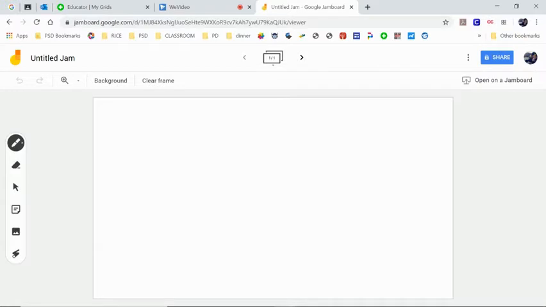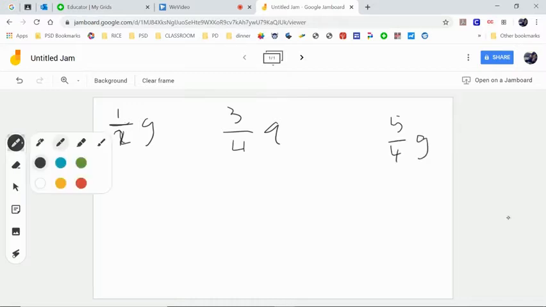All right. So, we have Christian has the following containers of gasoline left over. 1/2 gallon, 3/4 of a gallon, and 5/4 of a gallon. Okay.